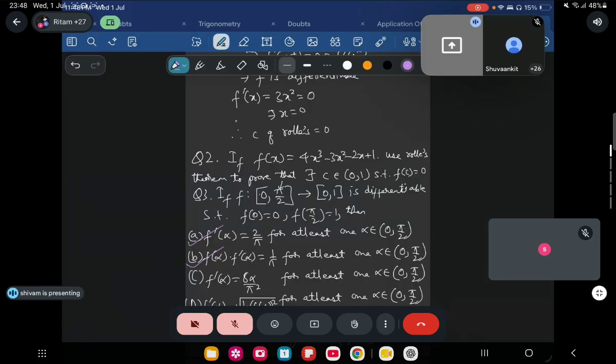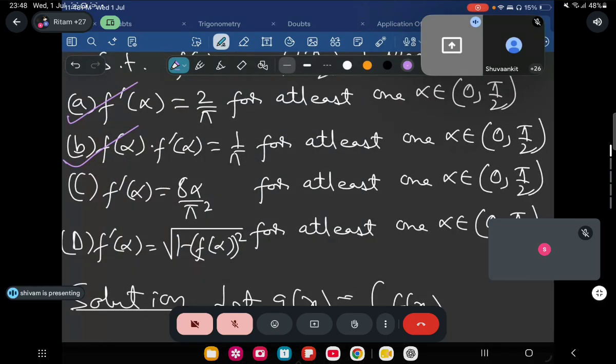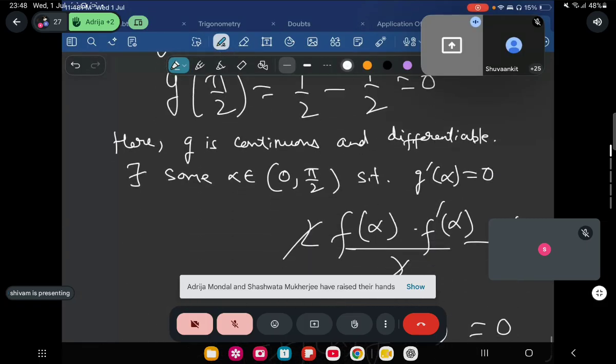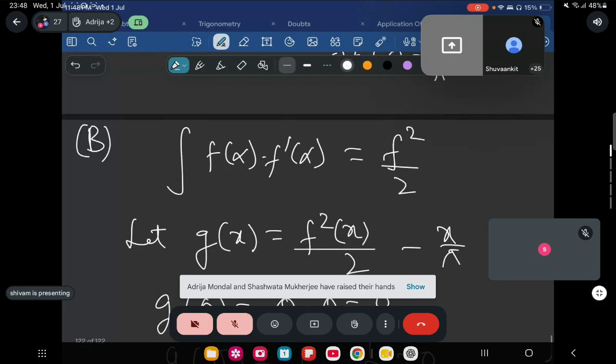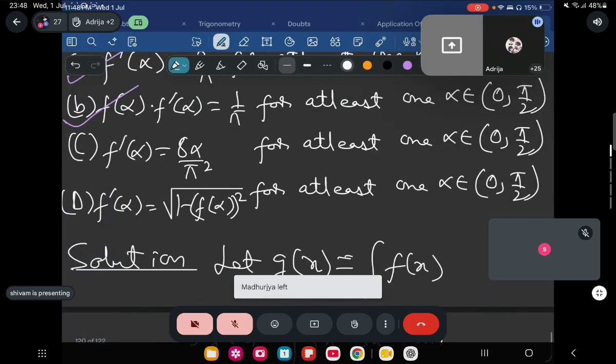Next, let us think about option C. So you people must have understood what function you have to take for option C. Can anyone tell me what function we should take for option C? Raise your hand. For option C, what should we take for g of x? Yes, Adrija, tell me. Sir, f of x minus 4x square by pi square.